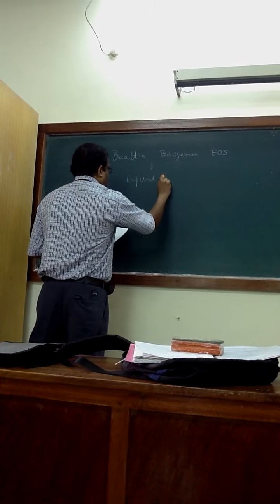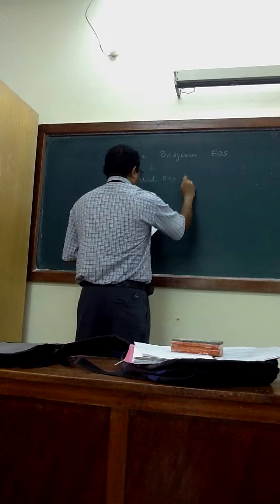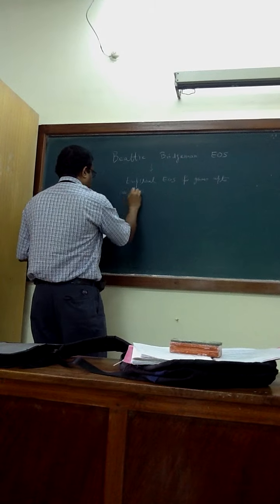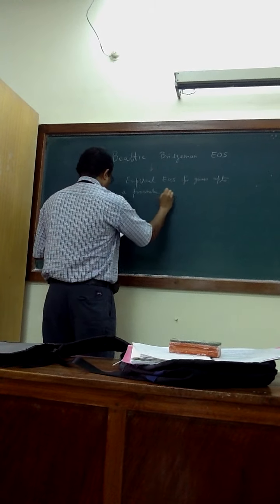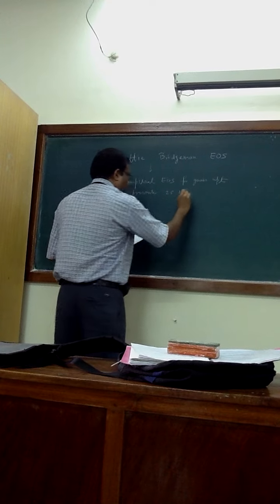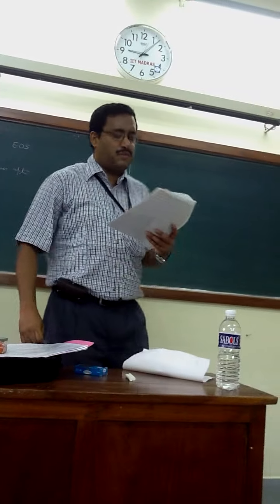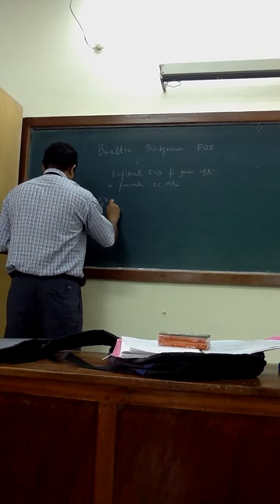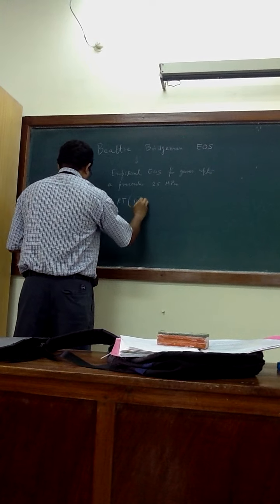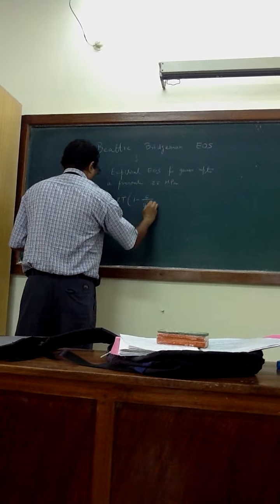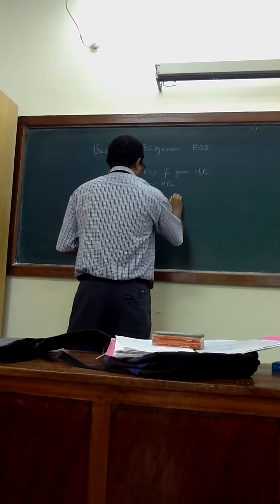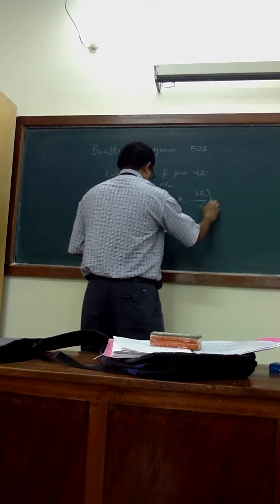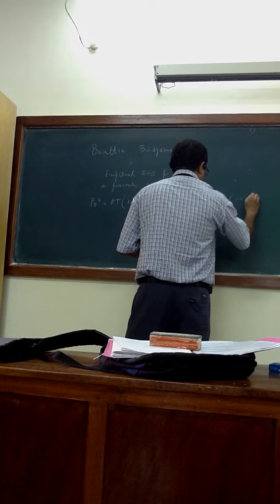Empirical EOS for gases up to a pressure of 25 megapascal. The expression is PV squared equals RT into 1 minus C by V T cube, V plus B0 minus V B0 by V, minus A0 into 1 minus A by V.